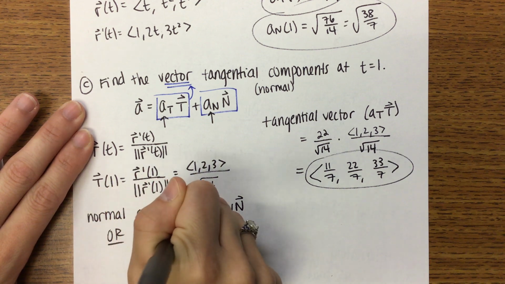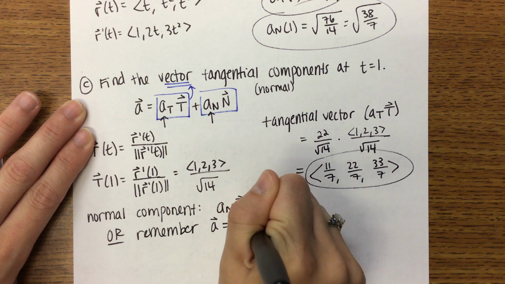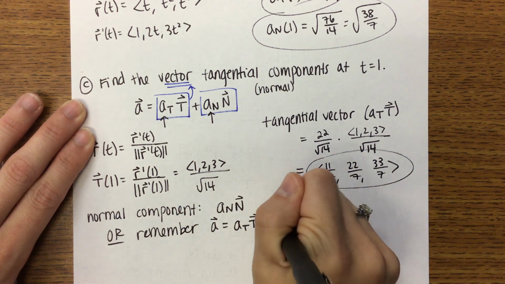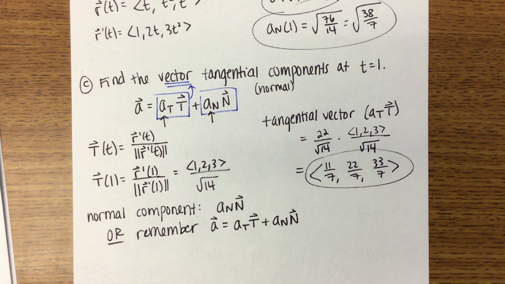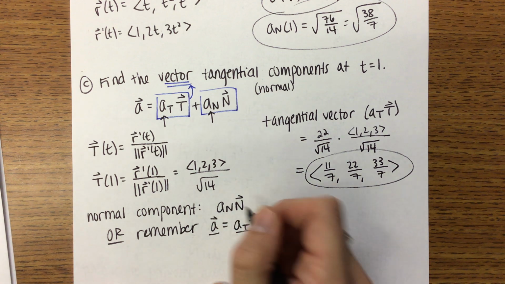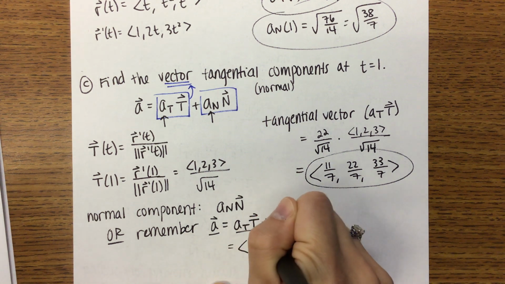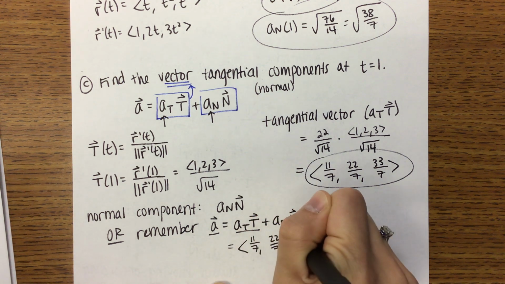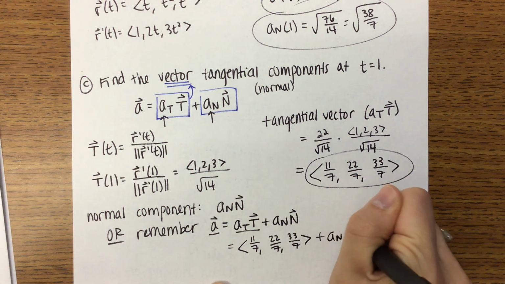The easier way is to remember up above, we wrote that acceleration is equal to the vector tangent component, add the vector normal component. Okay, we can find that easily. We have that. This is what we're looking for. So this is what we found above. This is what we're looking for.